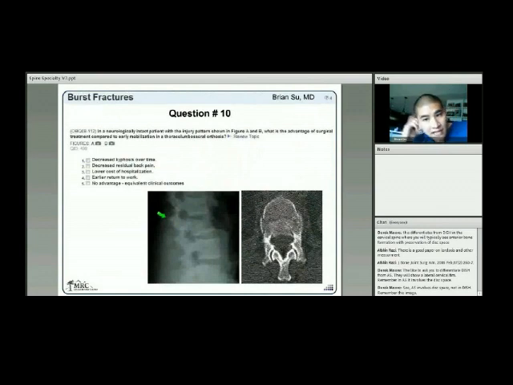Next is burst fracture in a neurologically intact patient with the injury pattern shown in figure A and B. What is the advantage of surgical treatment compared to early mobilization in a TLSO? There's obviously a fracture in the vertebral body here. It's hard to tell if it's a burst or what kind of posterior component there is in terms of bone, but they show you a CT scan. You can see clearly bony retropulsion into the canal.